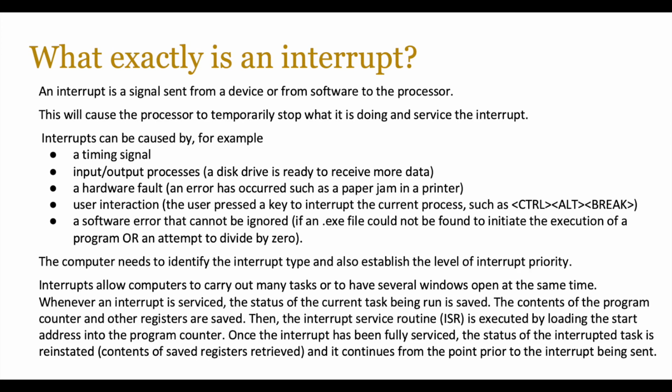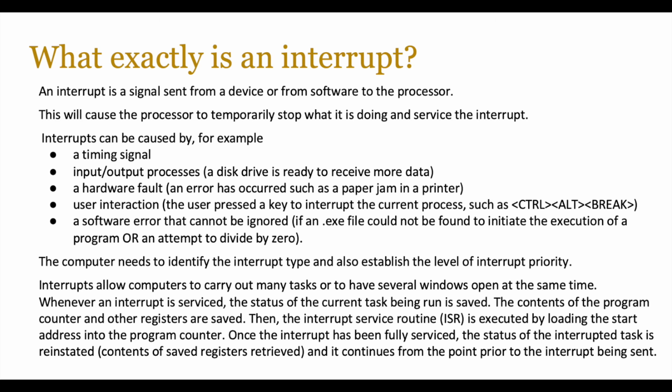So what exactly is an interrupt? An interrupt is a signal sent from a device or from a computer to the processor. Now this will cause the processor to temporarily stop what it's doing and service the interrupt. And it can be caused by a timing signal, input-output processes, hardware faults, user interactions, and software errors. Lots of different ways interrupts can be generated.